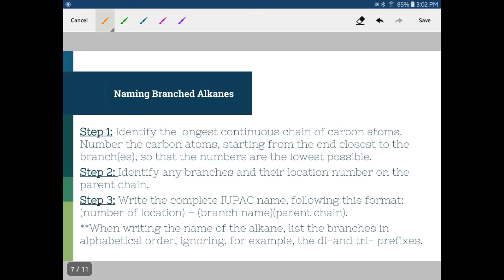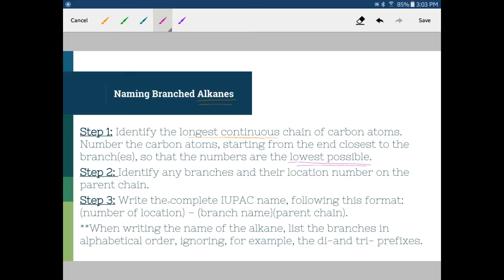Now, naming, if you want the steps in verbal lingo: the way that we name any sort of branched alkane, or any alkane period, is step 1, identify the longest continuous chain. Now that's very important. We need to find that longest chain of carbon atoms. Okay, we number the carbon atoms starting from the end closest to the branches. What that means is we want the lowest possible number when we're naming these branches, because we actually do need to start identifying the location of our branches, which I'll get to in our examples. So we want lowest numbers and we want the longest continuous chain. Then we need to identify any branches and their location number on that parent chain.